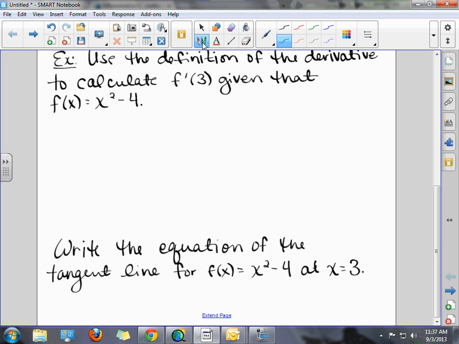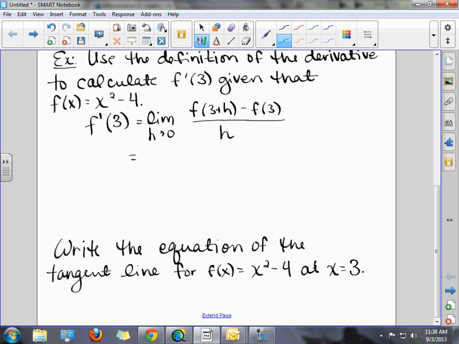All right, so we want to use this definition of the derivative. We want to find f prime of 3. So we can use the same formula that I gave you up there. We want the limit as h goes to 0, f of 3 plus h minus f of 3 all over h. And now we want to plug in. We know what f of x is, and so we just want to plug in 3 plus h for every x in f of x.